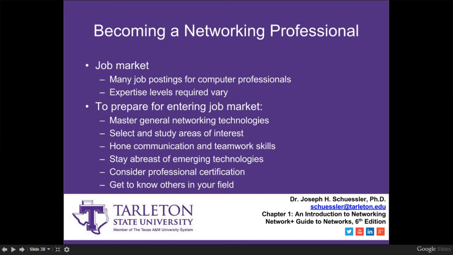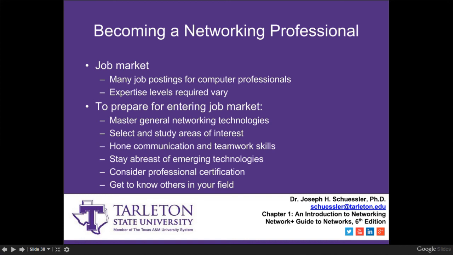Stay abreast of emerging technology. So work on your personal learning network. Follow people that are interesting on things like Twitter. Professionals that are in the field already that are really kind of at the top of their game, and follow the things that they're posting, the events that they're going to. Try to go to some of those events. Read the articles that they're reading. That's a great way to stay abreast of new technologies.